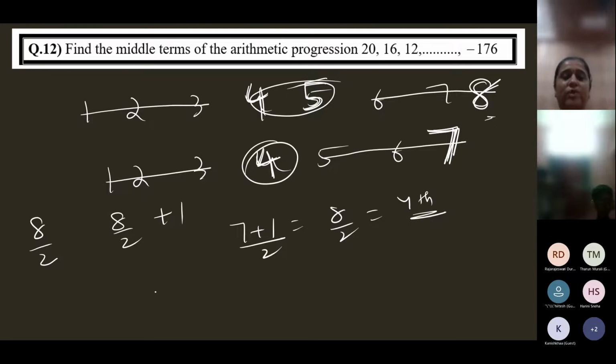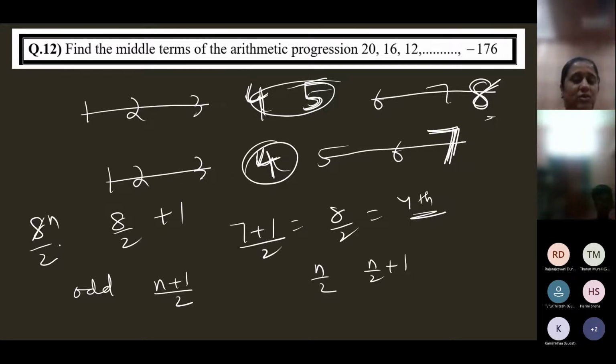Now, putting this like a formula, when there are an odd number of terms, n plus 1 by 2 will be the middlemost term, because when there are an odd number of terms, there'll be only one term in the middle. If there are an even number of terms, n by 2 and n by 2 plus 1 will be the middlemost terms. I'm just converting this into a formula.